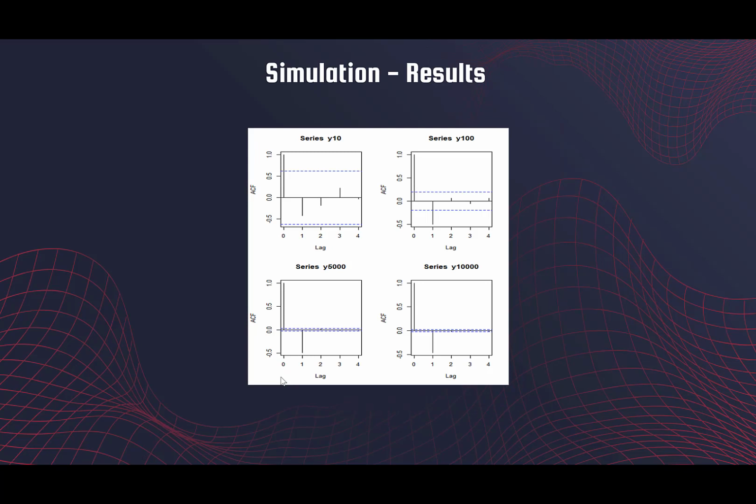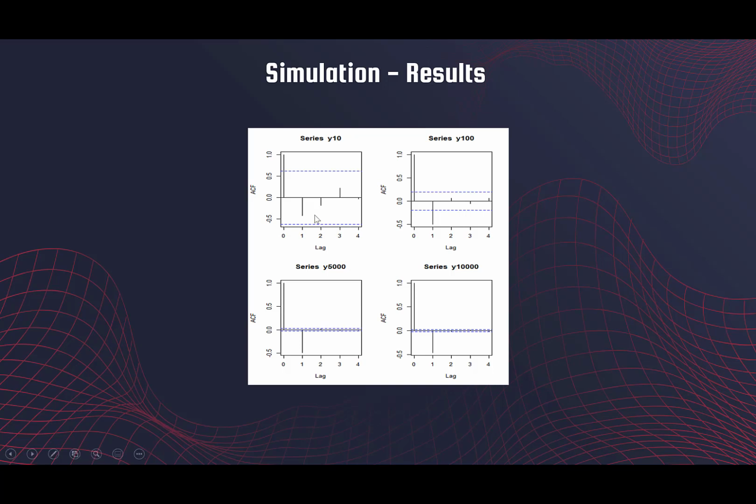So these are the results. For sample size 10, that series y10, you can see that if h is 0, autocorrelation is 1. If lag is 1, then it's somewhere around minus 0.5. If you think back to the theoretical one, this is close enough, but these two should be 0 and these are not 0. And these blue lines basically indicate that if this autocorrelation tick goes beyond this line, then it is significant. That is, it is non-zero.